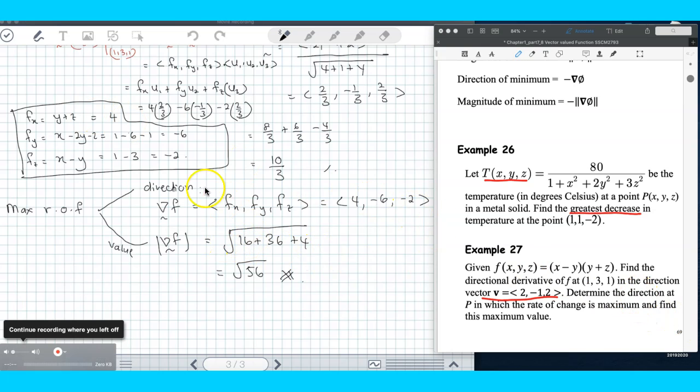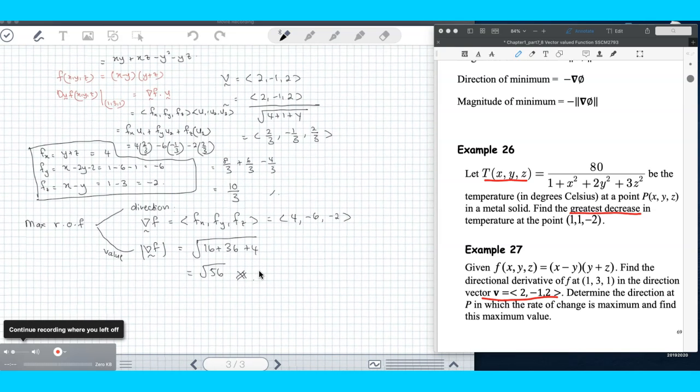Okay, so that is the direction. So the direction is the gradient f itself, which is vector 4, minus 6, minus 2, and the maximum value is just the magnitude of the gradient f. That's it. Okay, so that is the example related to the optimal property of the gradient.